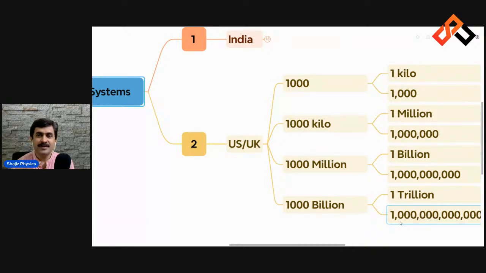Then after billion, 12 zeros after 1 to get 1 trillion. Yeah. Now after trillion, there are quadrillion and so on.